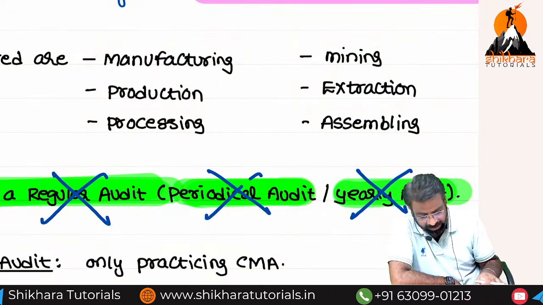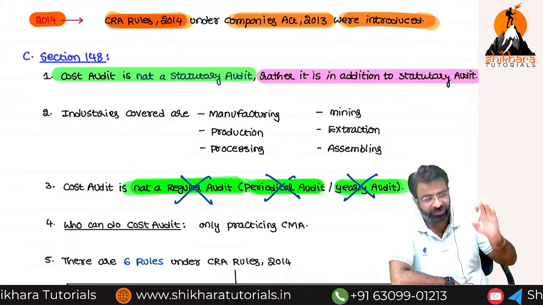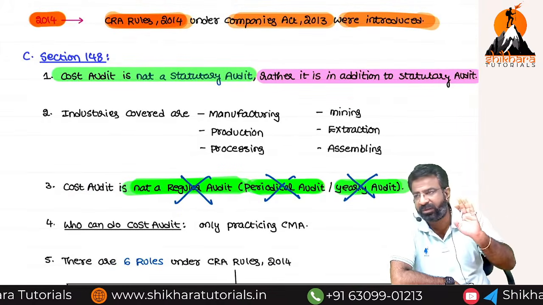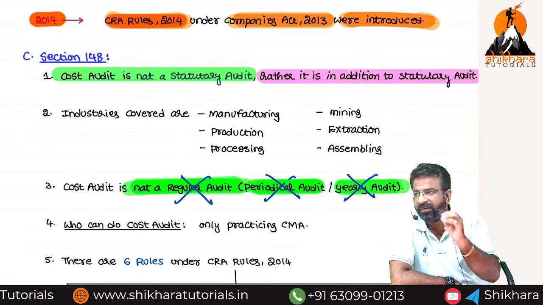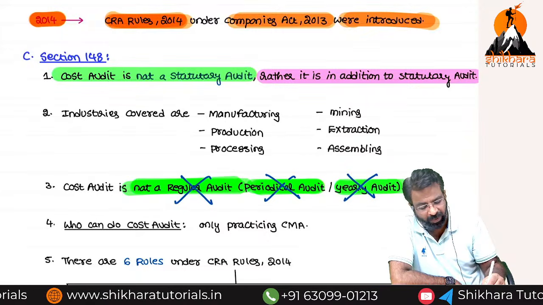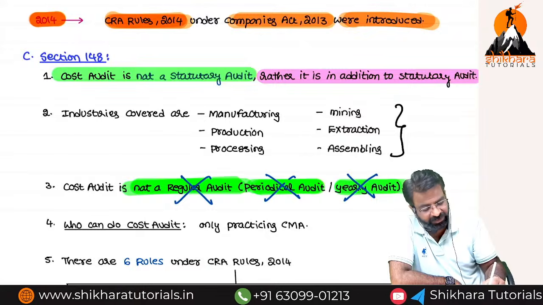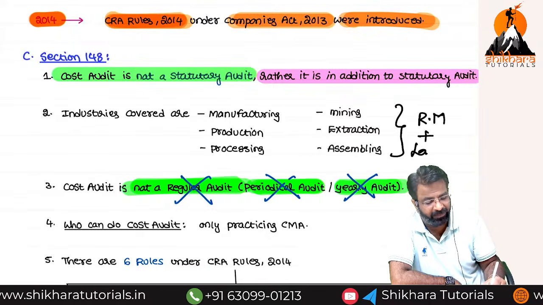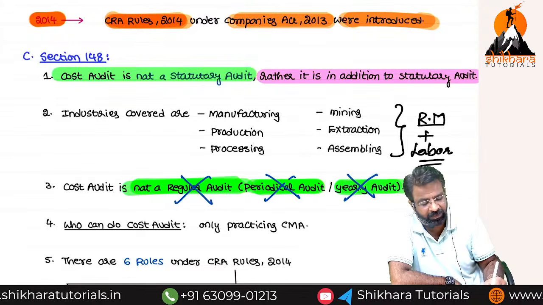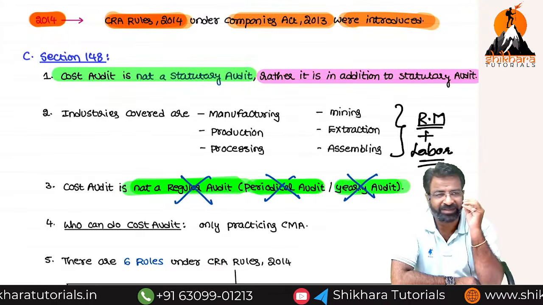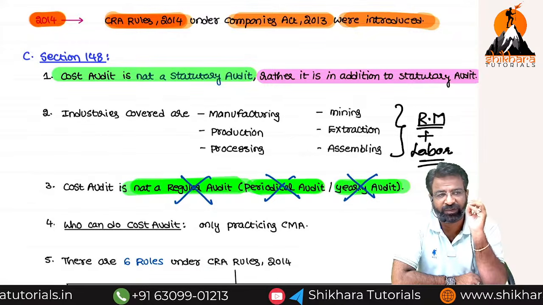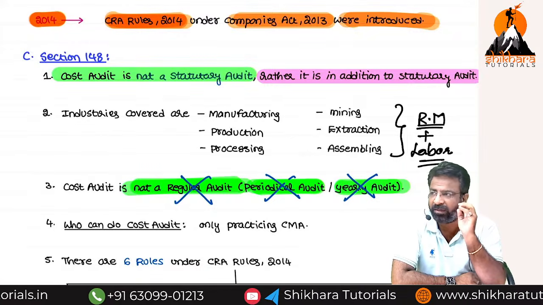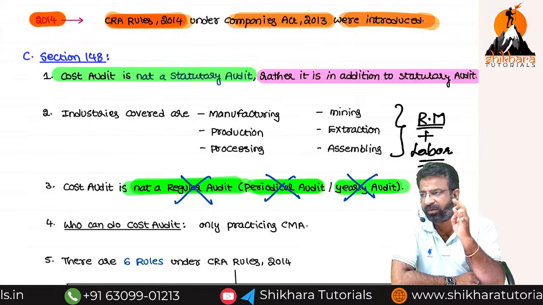Now, can anybody in the class tell me why all those 39 industries are divided into these sectors only? Because in these sectors 2 things are very common, that is raw material and labor. What are the 2 things very common? Be it assembling, be it manufacturing, be it mining, everywhere you need raw material and everywhere you need labor.